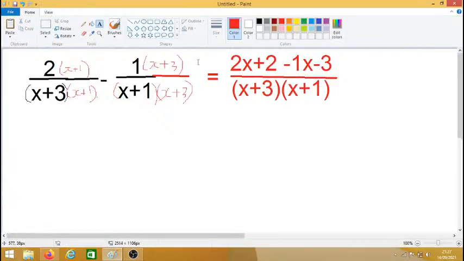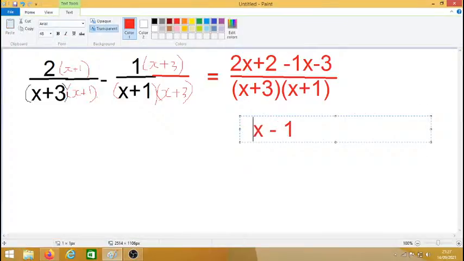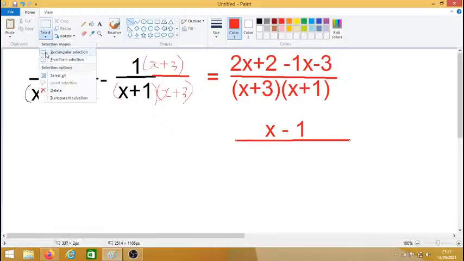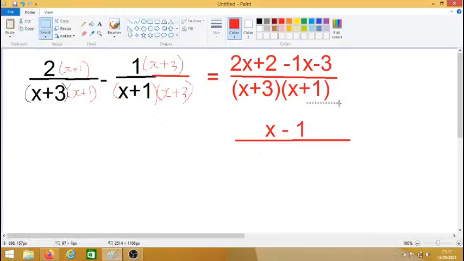Then you can simplify the 2x minus the 1x, that'll just become x. The 2 take away the 3 will become minus 1. So on the top I'll have x minus 1. And on the bottom I'll have my two brackets, x plus 3 and x plus 1. Same as before. So there's your final answer.